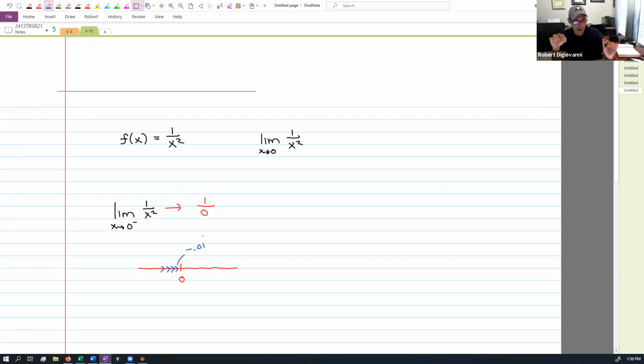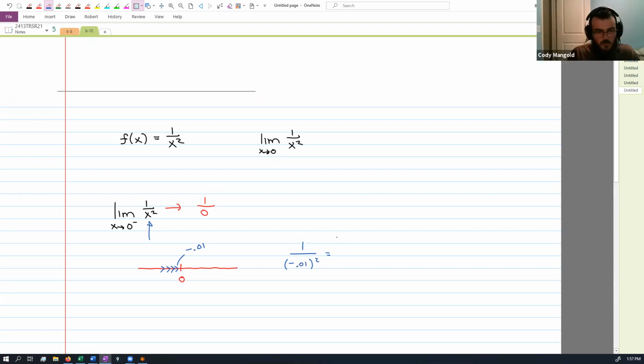All right, what would happen if I took that and plugged that into that function? So what would happen if I did 1 over negative 0.01 and then squared? And do that on your calculator, see what you get. It approaches infinity because the closer you get to zero, it's always going to be a positive number because there's a square on the bottom, and then the closer you get, the smaller you're dividing 1 by, so it's just going to infinitely get bigger, right?